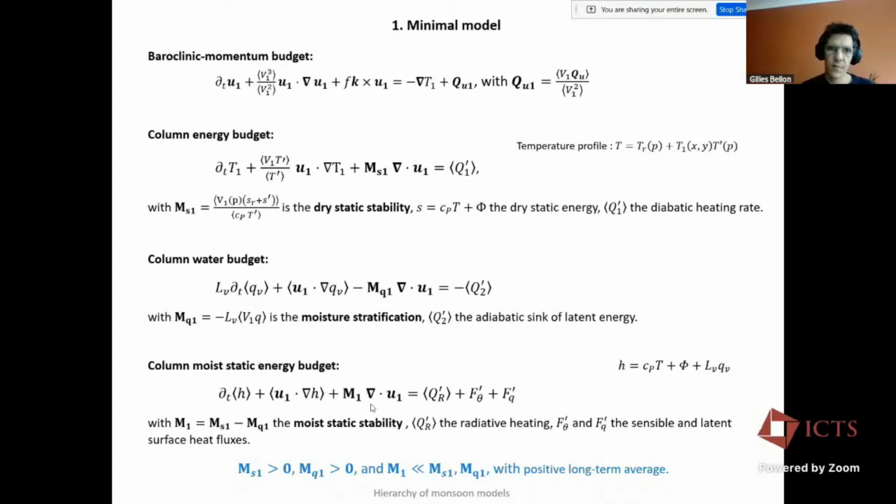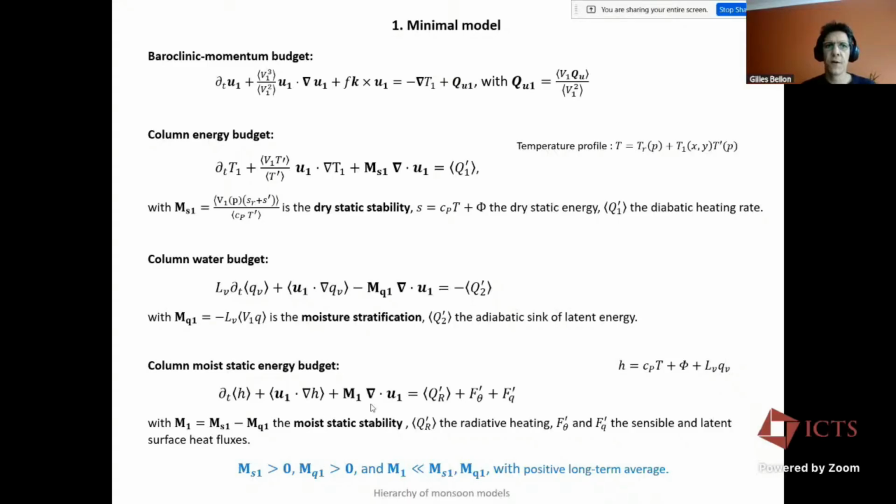When you look at the tropical atmosphere on Earth, you've got MS1, the dry static stability, that's positive, and MQ1, the moisture stratification, that's positive as well, and of about the same order of magnitude, which means that M1 is going to be the difference between the two. It's going to be much smaller than each one of them. And on average, over the long term, over the tropics, M1 is slightly positive.